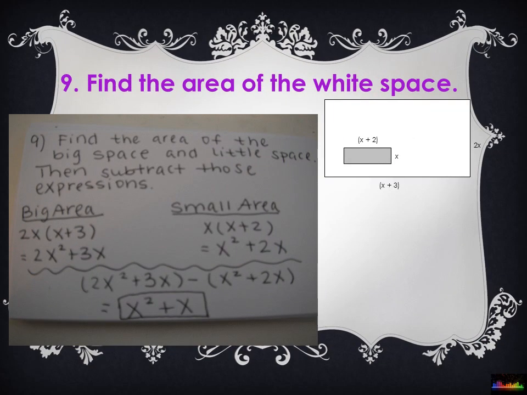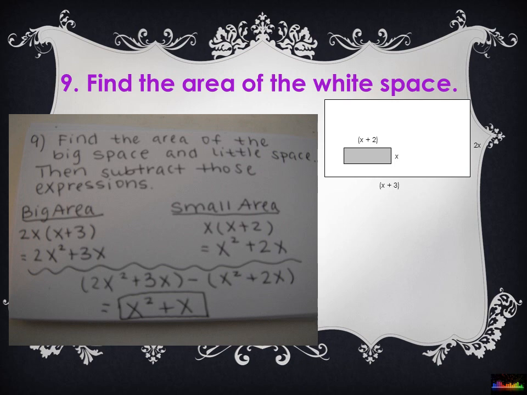This question asks us to find the area of the white space. I know in your picture it's hard to figure out which is the white space and which is the shaded space. The small rectangle is considered the shaded space, and we are trying to find everything that is around that.